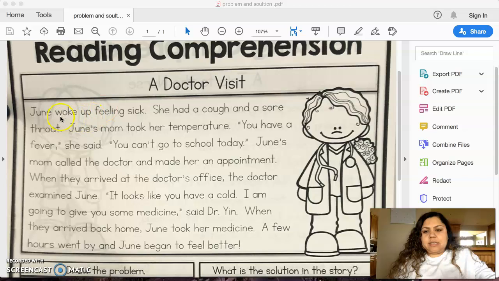A Doctor Visit. June woke up feeling sick. She had a cold and a sore throat. June's mom took her temperature. You have a fever, she said. You can't go to school today. June's mom called the doctor and made her an appointment. When they arrived at the doctor's office, the doctor examined June. It looks like you have a cold. I am going to give you some medicine, said Dr. Yin. When they arrived back home, June took her medicine. A few hours went by and June began to feel better.